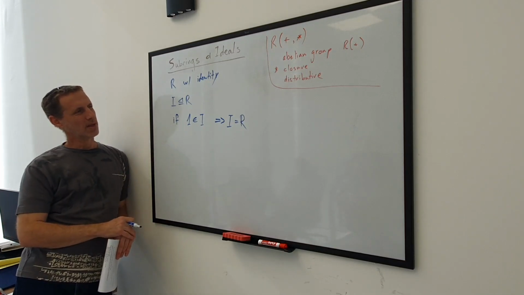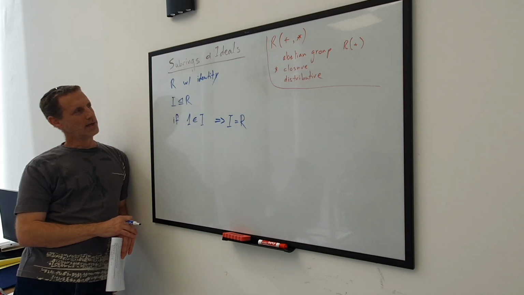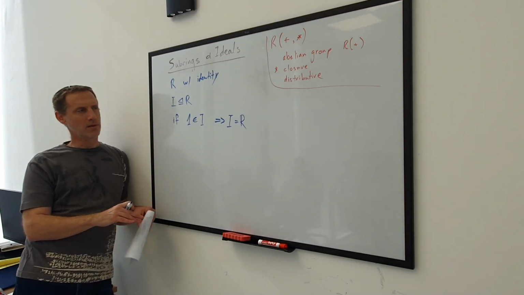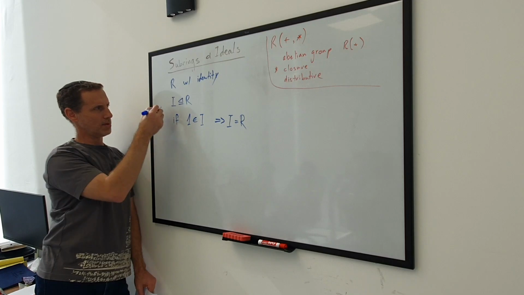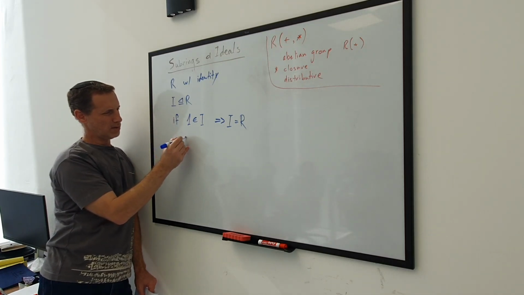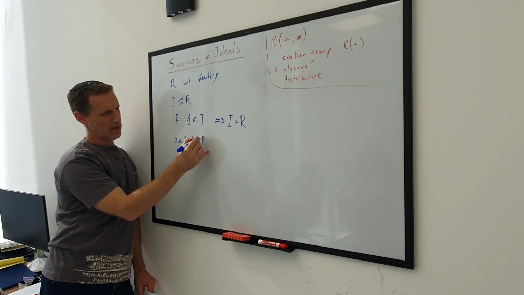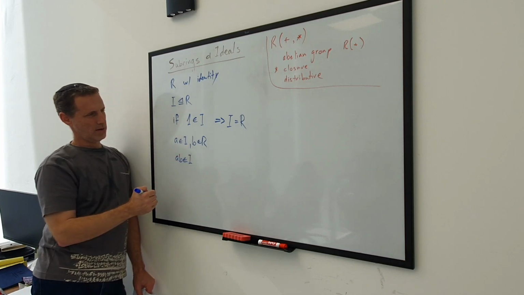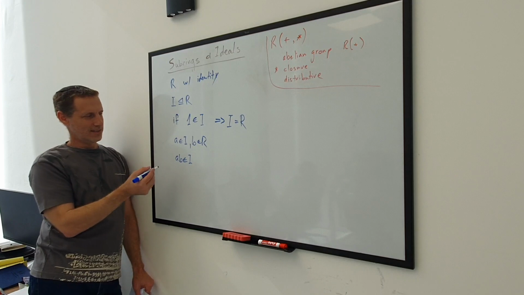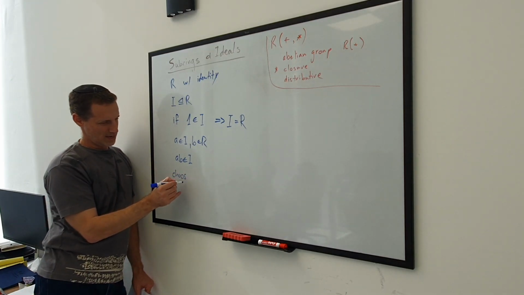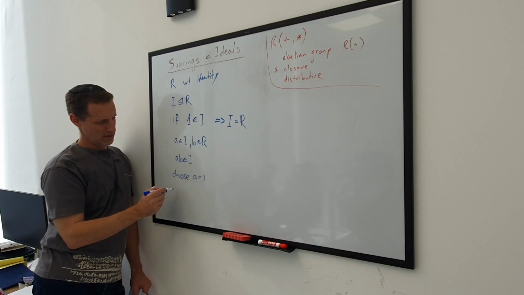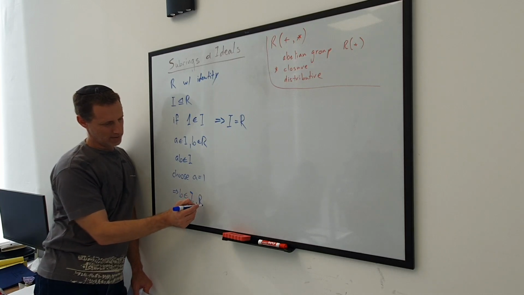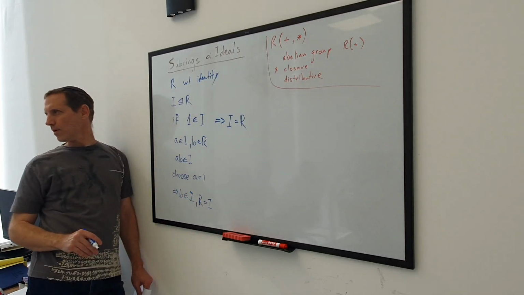If I is an ideal, we already know that it's an abelian group, and we know the following: if we take A that belongs to I and B that belongs to R, then AB is in I. So if I choose A equals 1, then I get that B belongs to I, but B is any element of R, so R equals I. Simple.